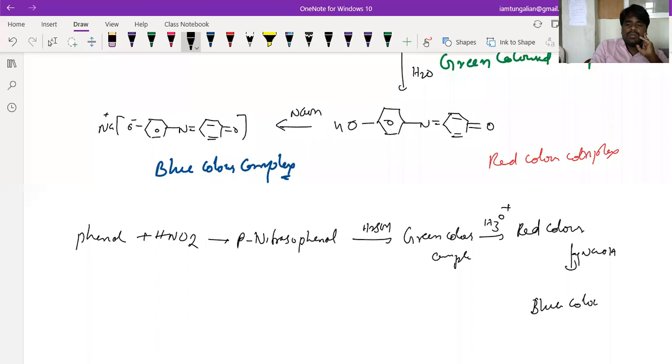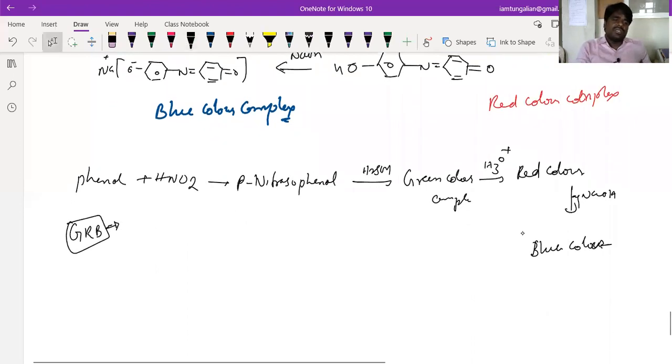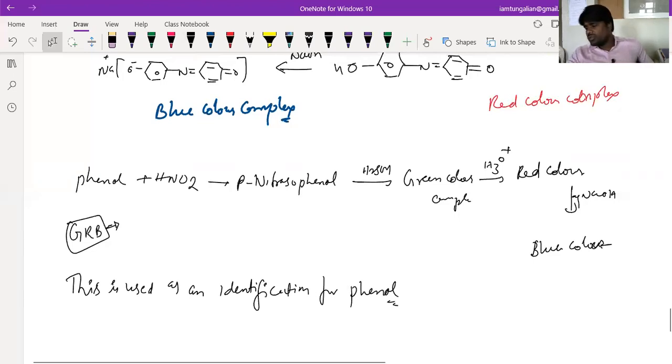So you can call this the GRB test. You can also call it green, red, blue, beta. If this sequence of color changes is observed, that indicates the presence of a phenol, beta. This is an identification test for phenols.